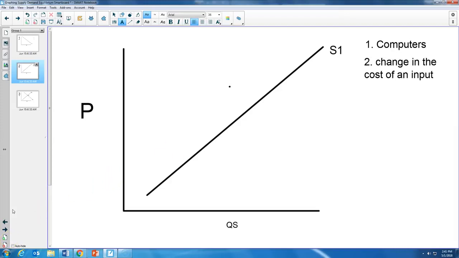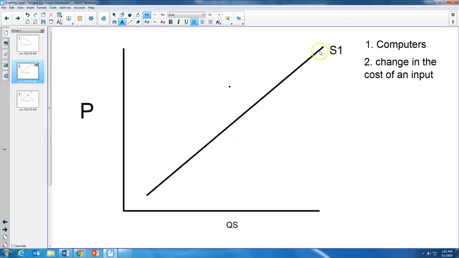Okay, so now we're ready to graph, and so for your graph you want to draw exactly what you see here, the y-axis with price. I'm putting the letter P there to represent price. And then quantity supplied on the x-axis down here. And so we can just put QS for that.